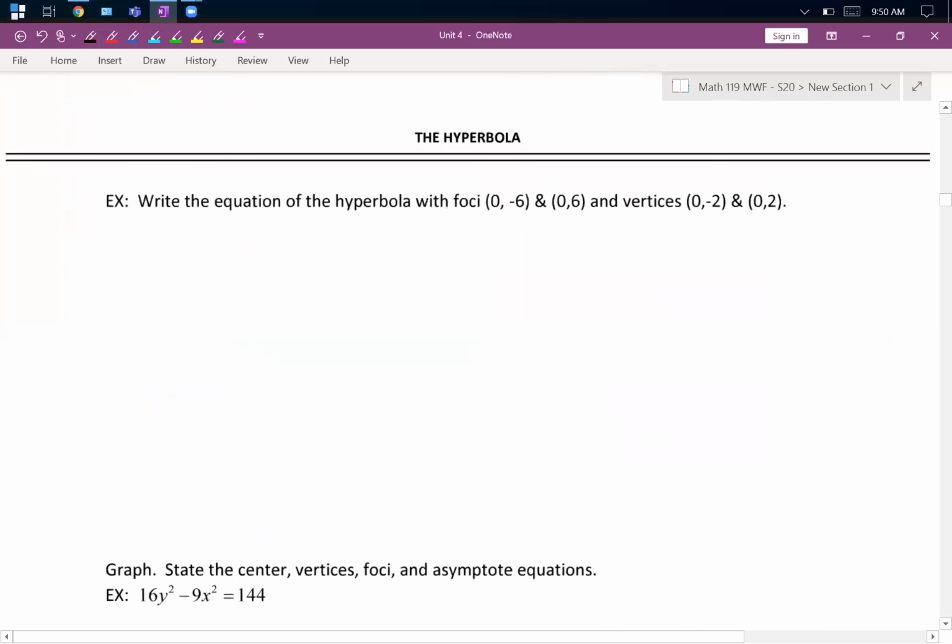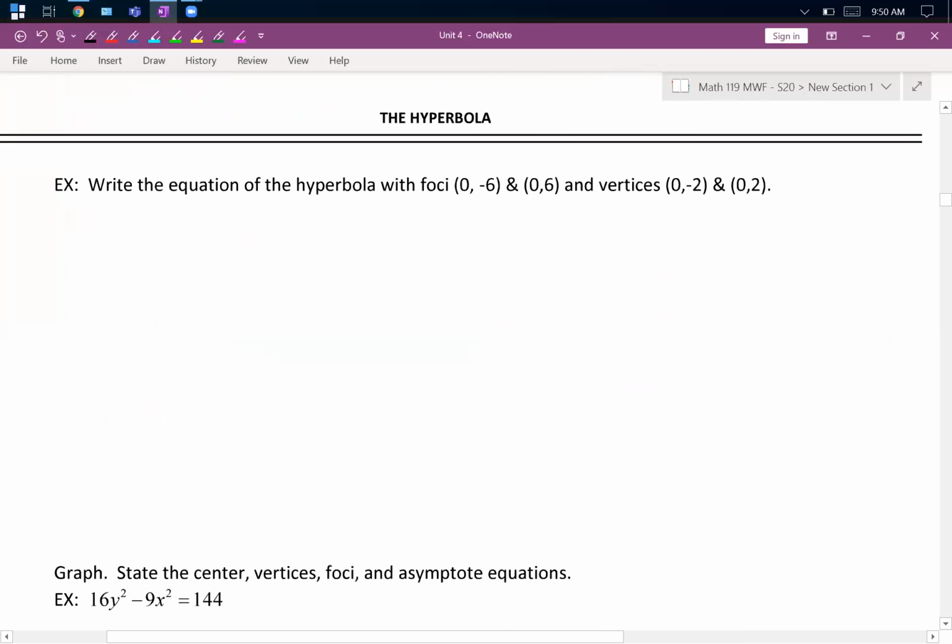In our next example, we want to write the equation of a hyperbola with foci of (0, -6) and (0, 6), with vertices of (0, -2) and (0, 2). Because it makes a difference whether the x or the y is first with a hyperbola when writing our equation, I'll usually take the information they've given us and graph it so that I can determine whether it's a horizontal or a vertical hyperbola.